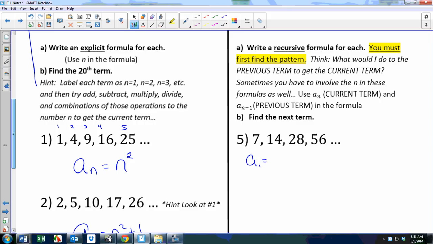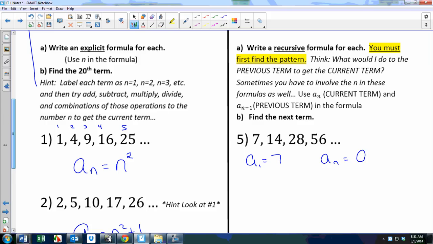You can't have a recursive formula without defining the first term, so go ahead and write that down. A sub 1 is 7. It's always given. First term is 7. And then the hints on your notes, you must first find the pattern. So what is the pattern? 17, 28. What's that? Thought I heard it. Times 2. You got it. Double it. So in symbols, that means any term is the previous term times 2.